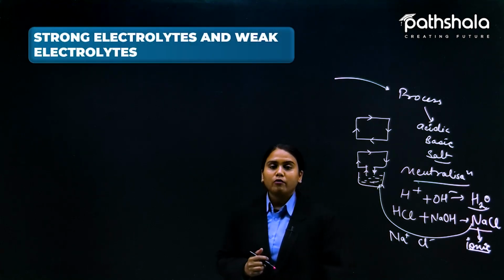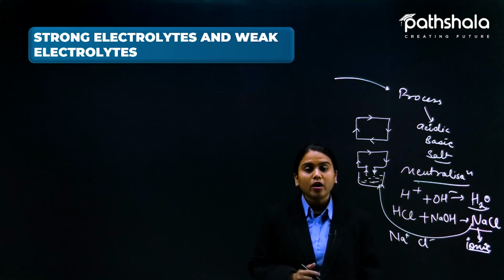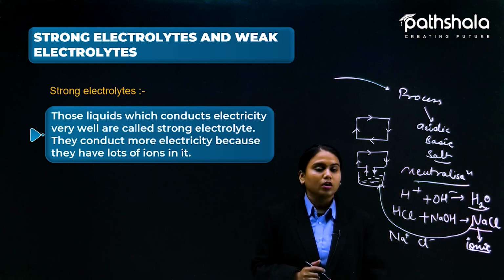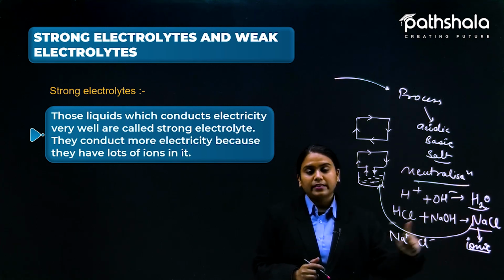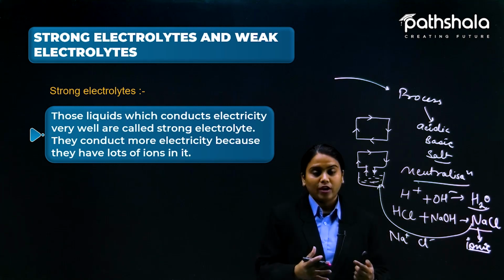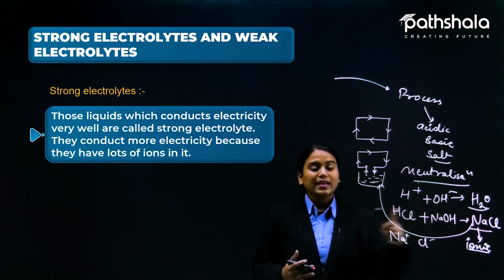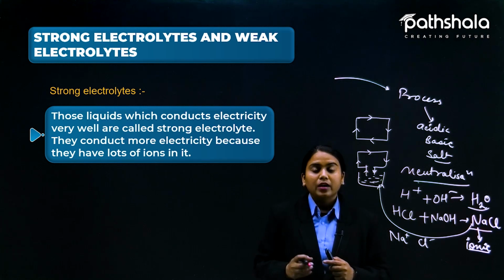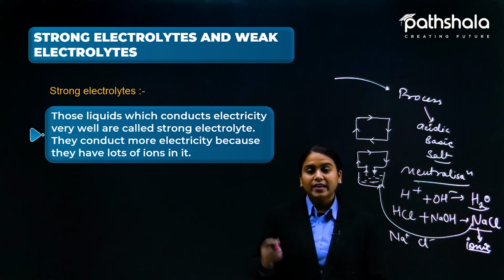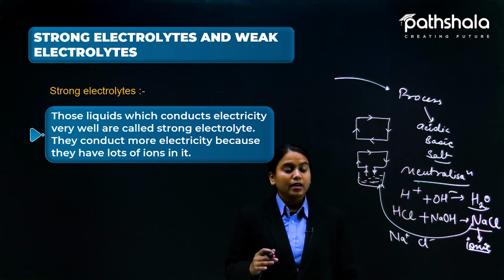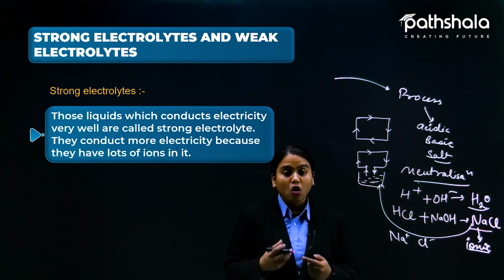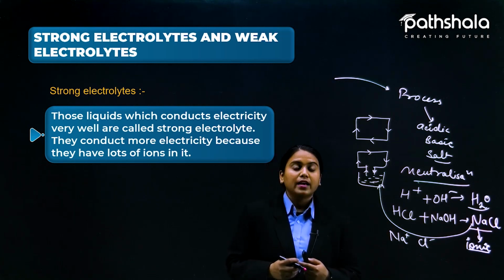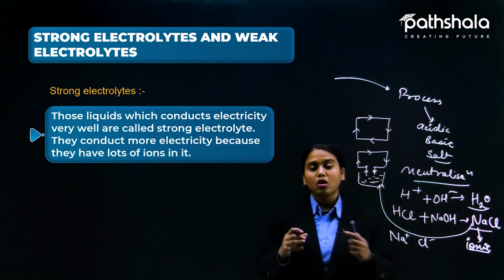Okay. Now moving forward, here we have some strong electrolytes and some weak electrolytes. What are these? Let us see. Strong acid and strong base make these strong electrolytes. As I have told you, this one is acidic and it is strong. They are made in the laboratory. Those liquids which conduct electricity very well, because they have very many ions in them, are known as strong electrolytes, because they have lots of ions.